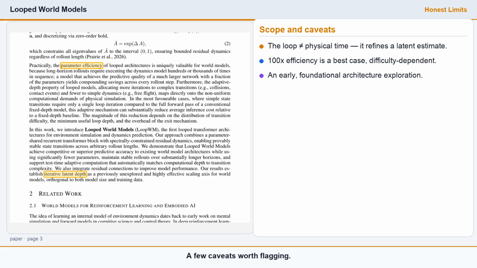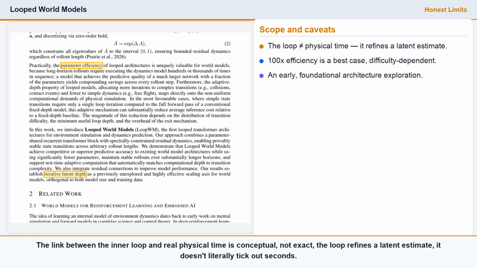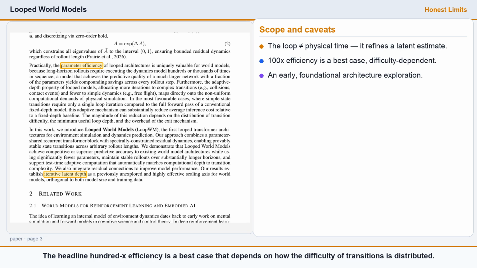A few caveats worth flagging. The link between the inner loop and real physical time is conceptual, not exact. The loop refines a latent estimate. It doesn't literally tick out seconds. The headline 100x efficiency is a best case that depends on how the difficulty of transitions is distributed. And this is an early, foundational exploration, rather than a fully battle-tested system.